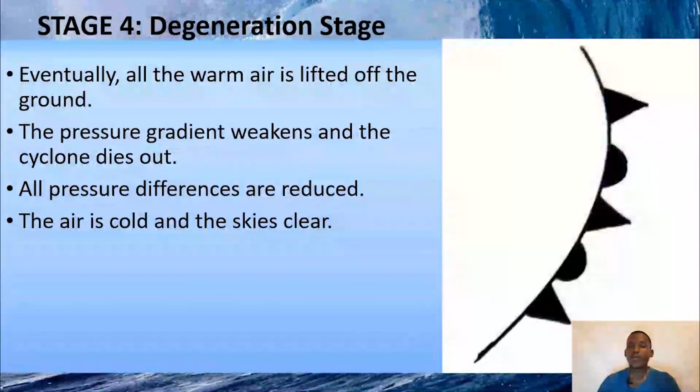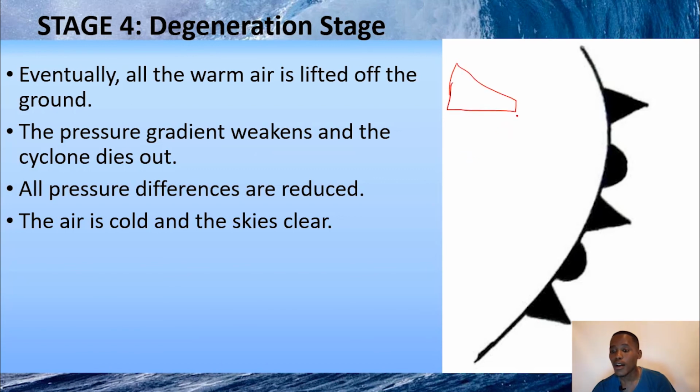Right, now let's look at our last stage, guys, which is called the dissipating stage or degeneration stage, which is characterized by all the warm air rising up and the pressure gradient weakening. If our pressure gradient was this steep, now because all of the warm air has risen, our pressure gradient starts to go back into balance. Our pressure gradient weakens and we've got something like this again. All pressure differences will be reduced, because you see we had this much of a difference before and now it is a bit balanced.